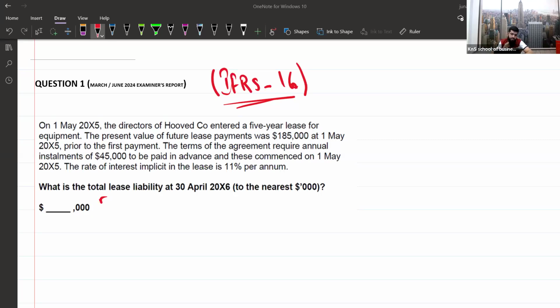Okay, the first answer that came to us is that the total lease liability is 110. Okay, we'll see that one. Anyone else, please? Okay, another answer is 155. Nice, very good.